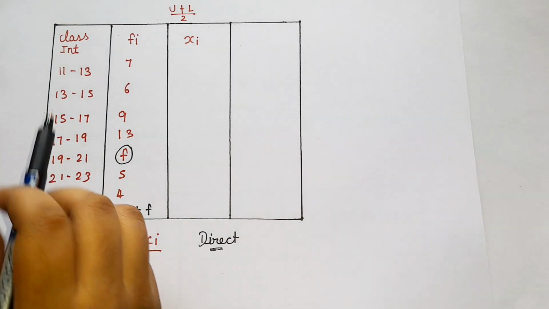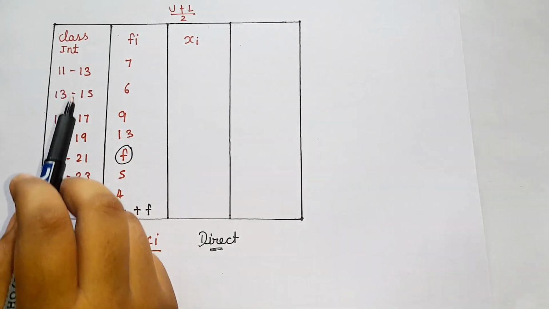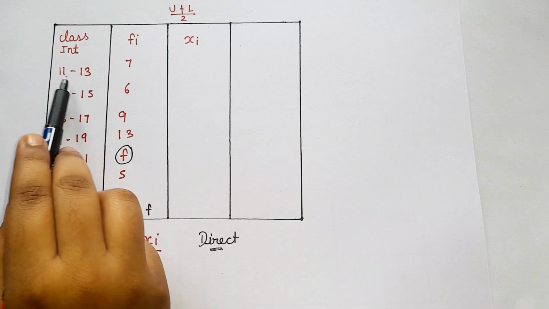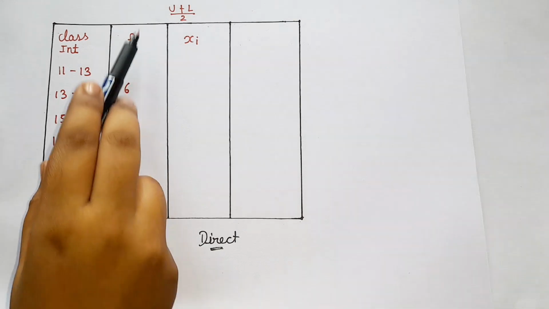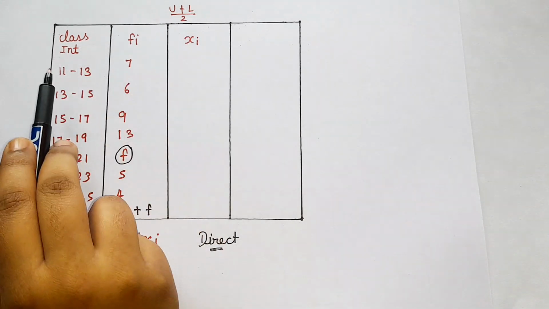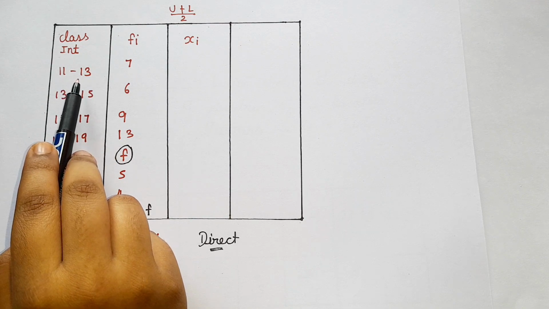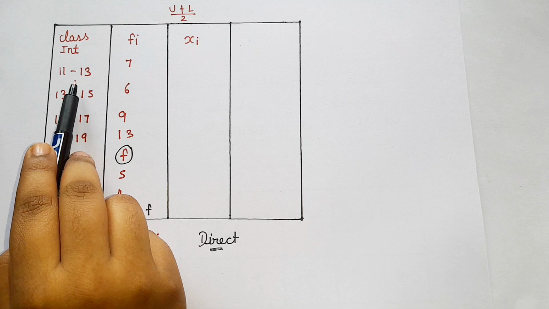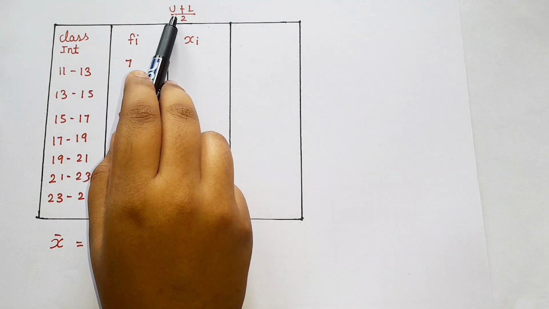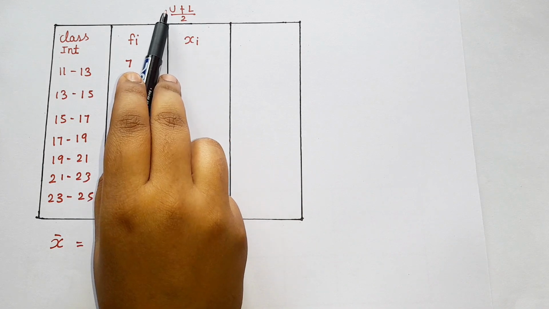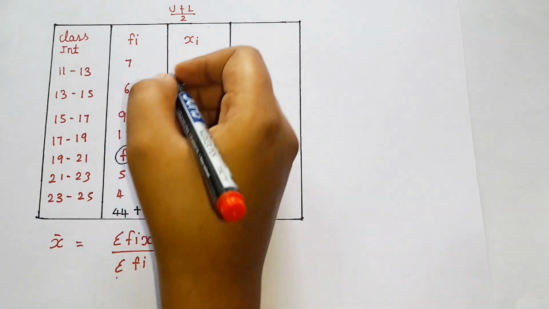What is the upper limit? Upper limit means you can think of it as the greatest number. In these two numbers, which is the greatest number? The greatest number is 13. So the upper limit is 13 and the lower limit is 11. When we add 13 plus 11, we get 24. Now we divide it by 2, because it is upper limit plus lower limit divided by 2. 24 divided by 2 is 12.